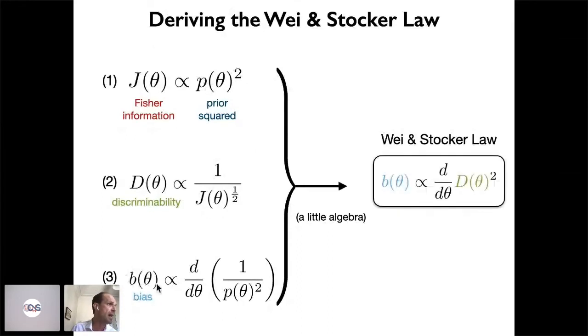Okay, you can see we've got bias down here in the third relationship, we've got Fisher information related to the prior here, and we've got discriminability related to Fisher information. If you just push through the numbers, the Wei and Stocker law will pop out. Okay, so it's kind of cool.